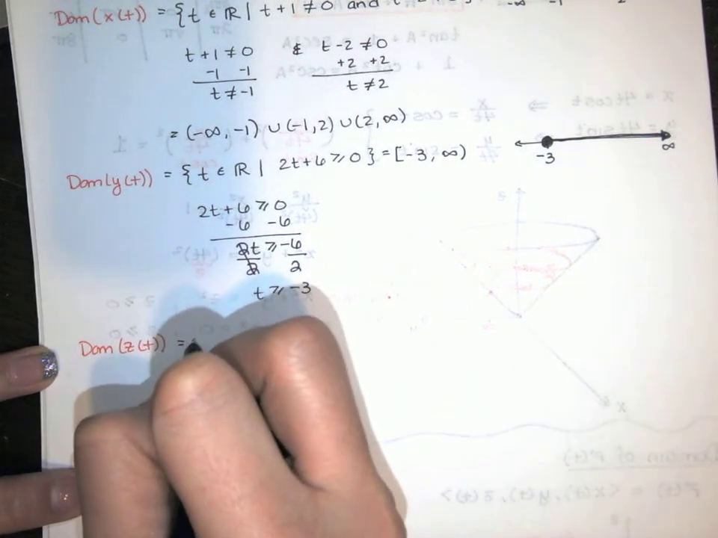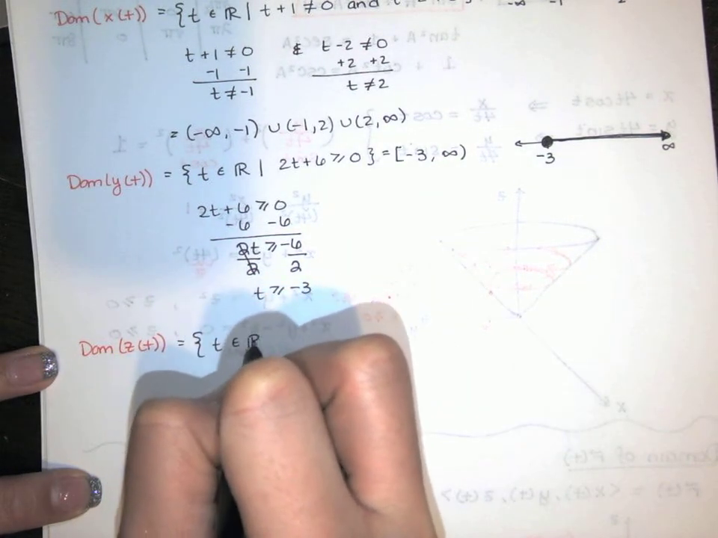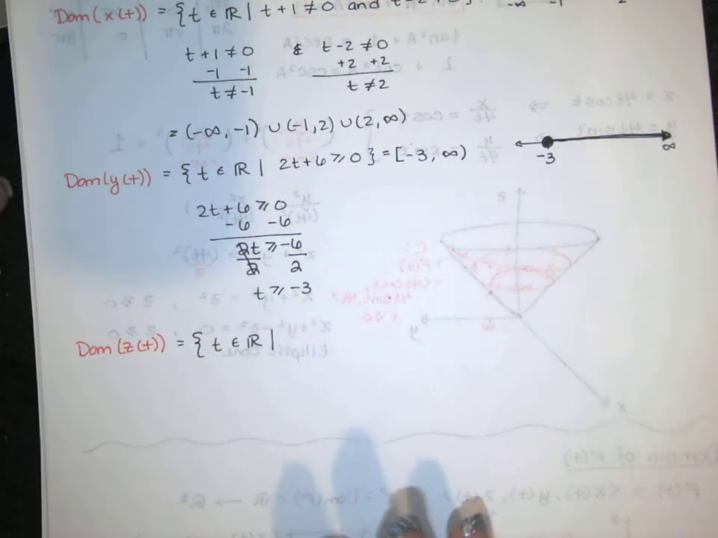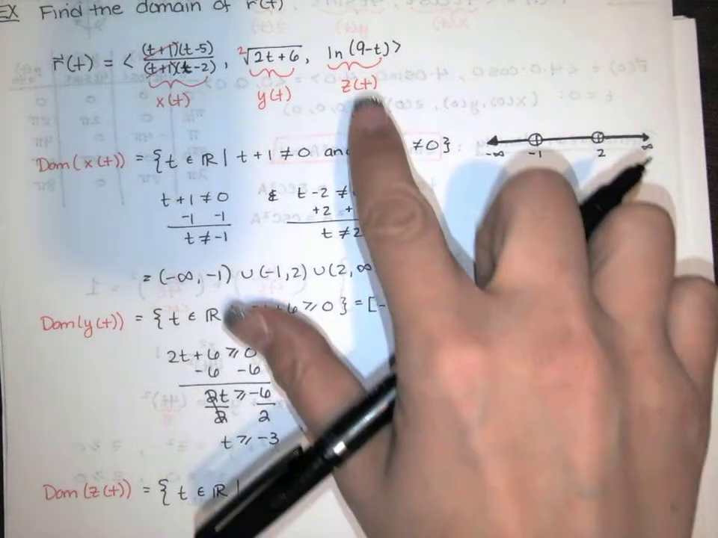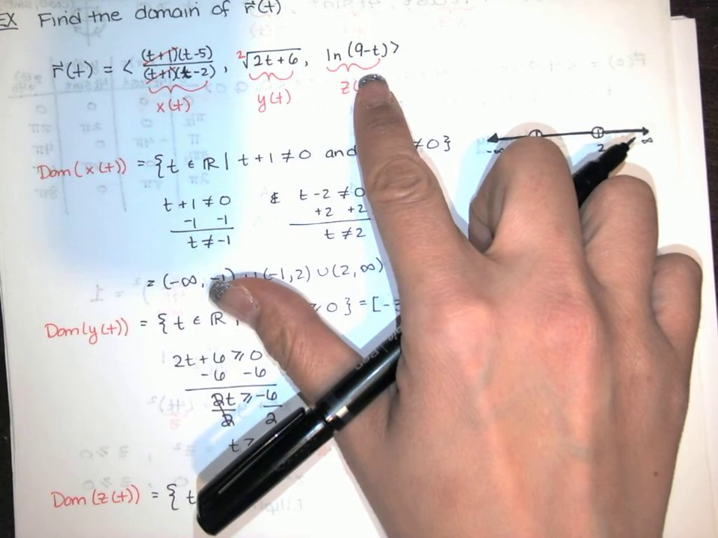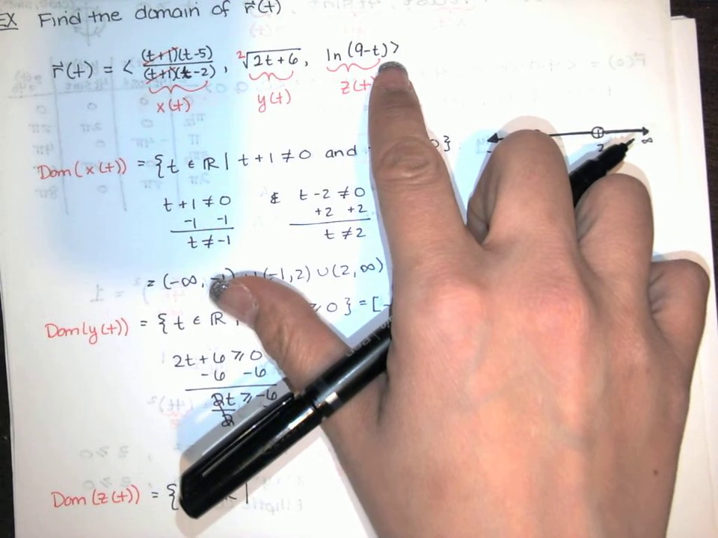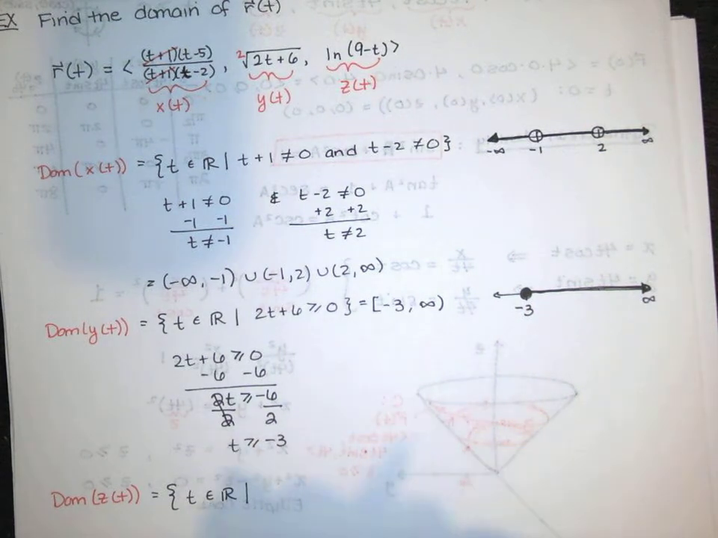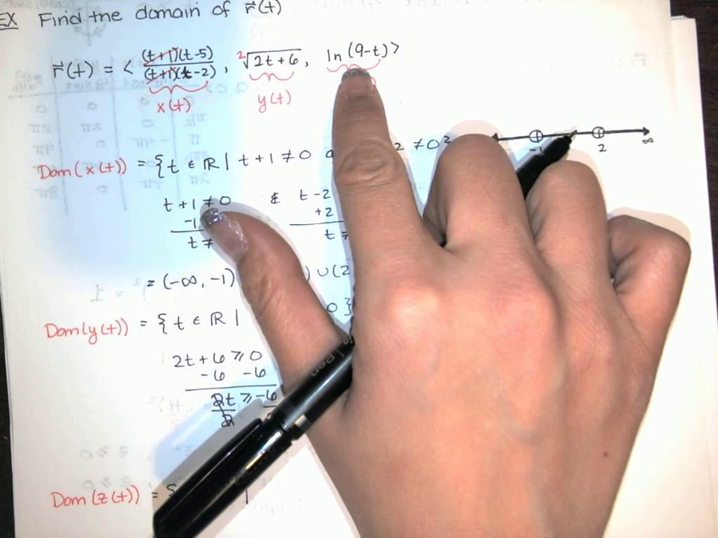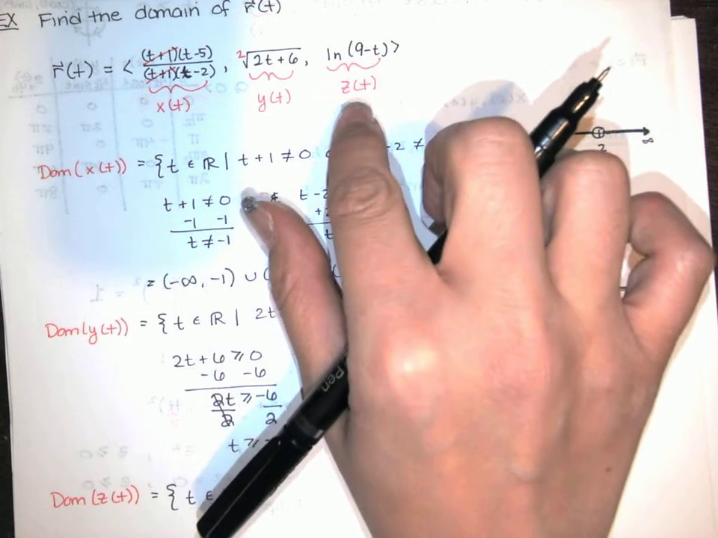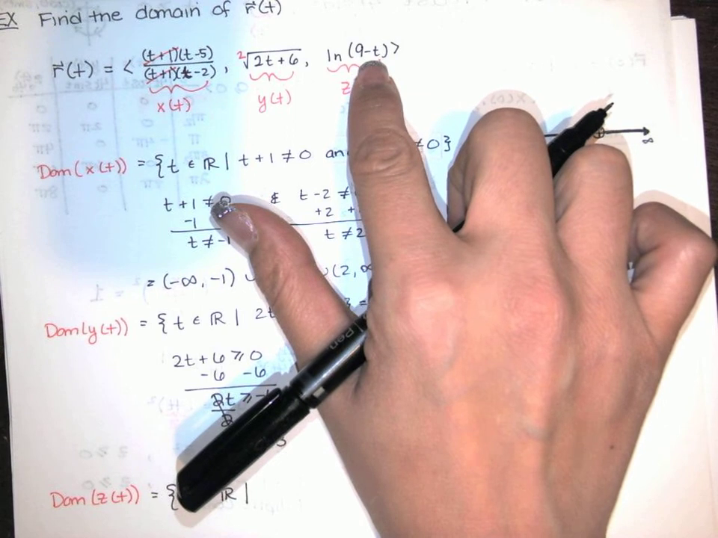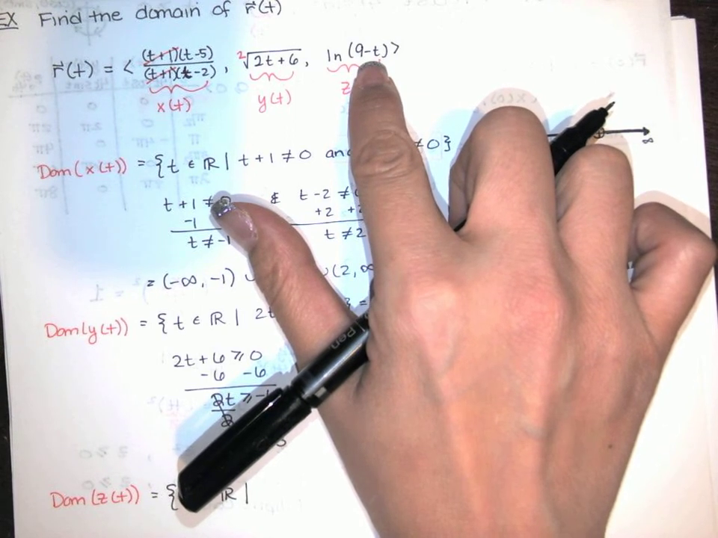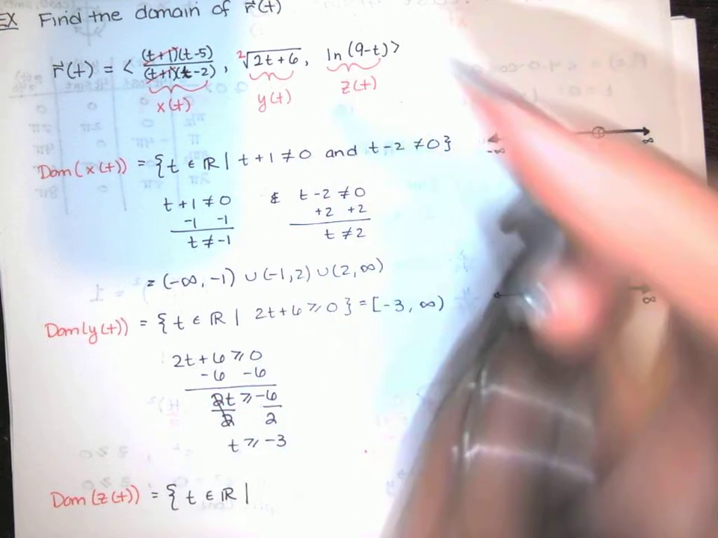Now remember, we cannot divide by 0. Any division? Nope. Okay, no problem. We cannot take an even root of a negative number. No even roots. No problem. We also cannot take the logarithm of a negative number or 0. I've got a logarithm, so we're going to have some potential problems. If this can't be negative and it can't be 0, it has to be positive. I have to take the logarithm of a positive number.